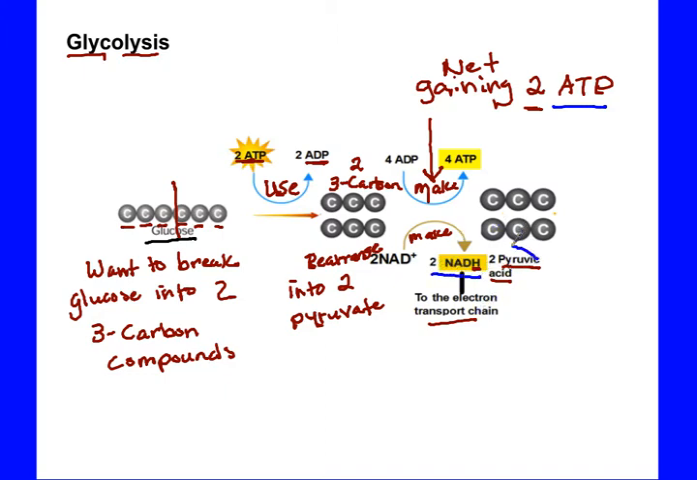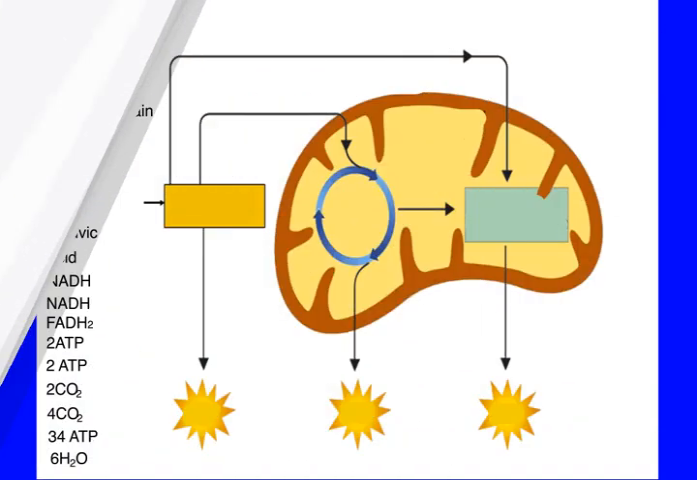and our pyruvic acid. Okay, the NADH and the ATPs are going to go over to, well, the ATP is going to be used for whatever we need it for, but the NADH is going to go to the electron transport chain, the ETC, and the pyruvic acid is going to go to the Krebs cycle. Okay, so that's where we're going to actually enter the mitochondria at this point and do part 2.